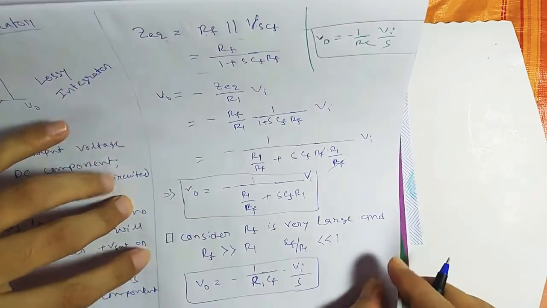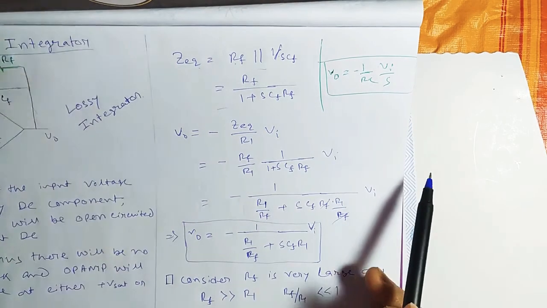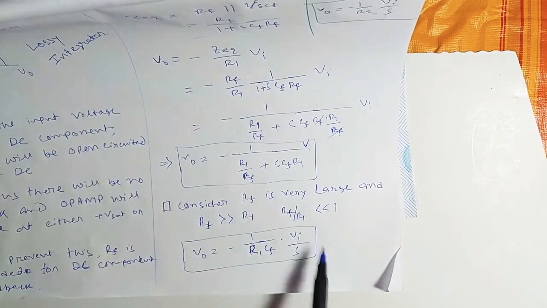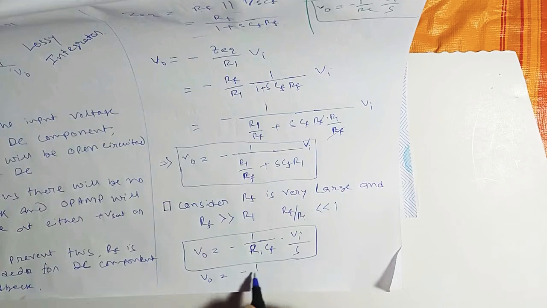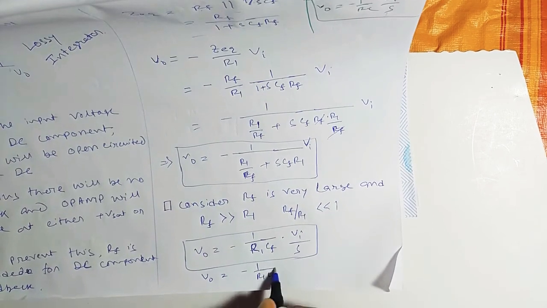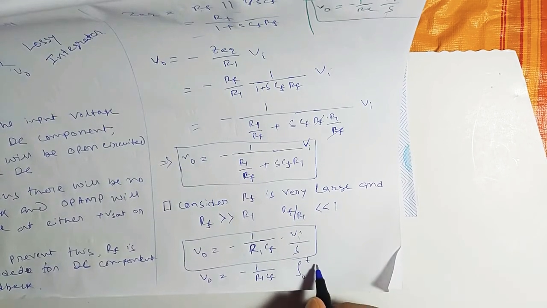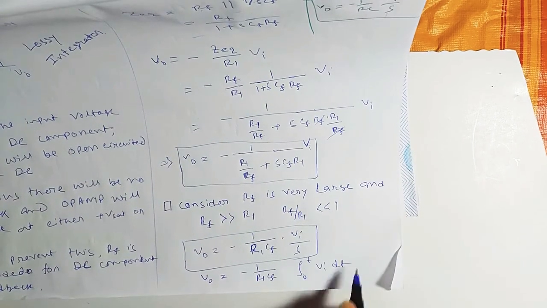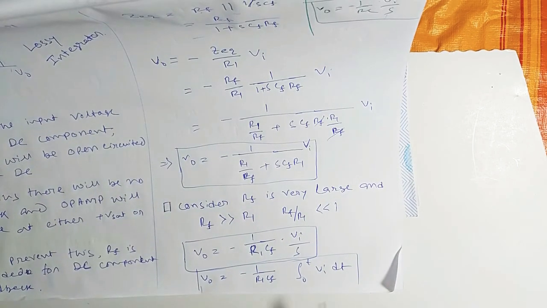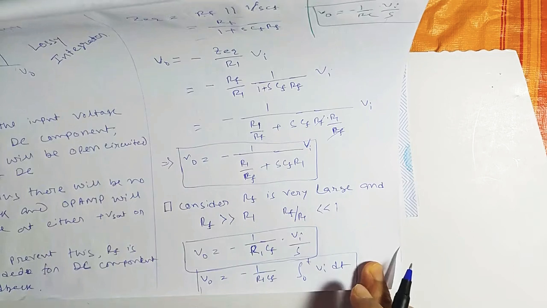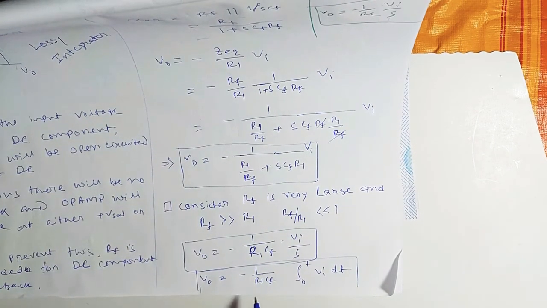Now you can see the similarity between this part and this part. So you can easily write that output equals minus 1 by R1 CF integral from 0 to T of Vi dt. Obviously the capacitor is initially in a discharged condition, and the slope of the integration is minus 1 by R1 into CF.